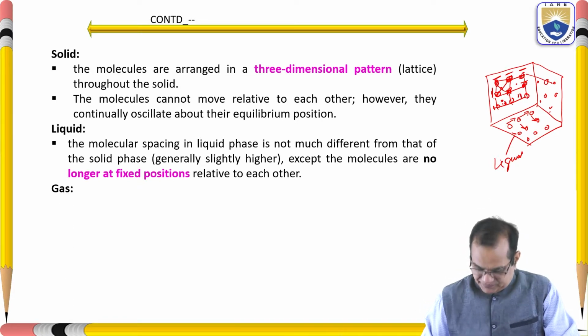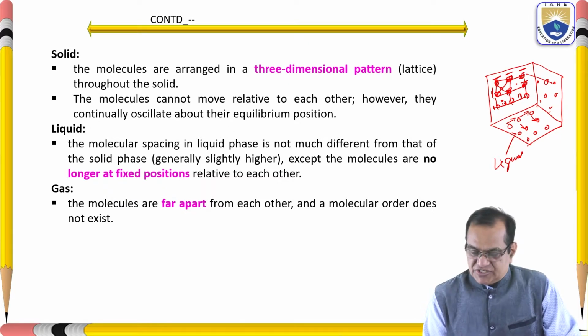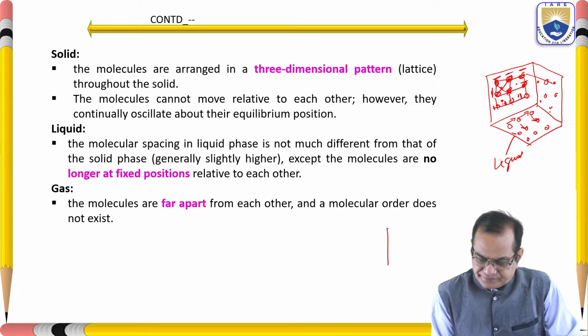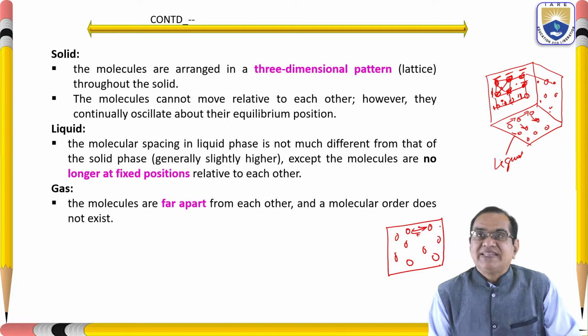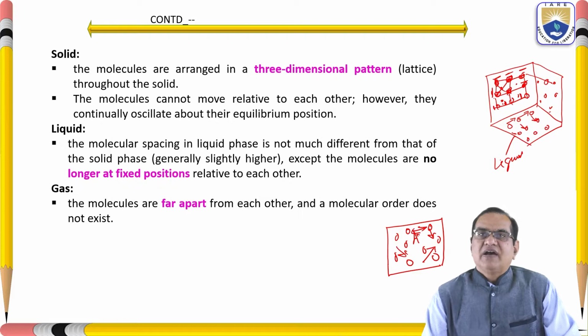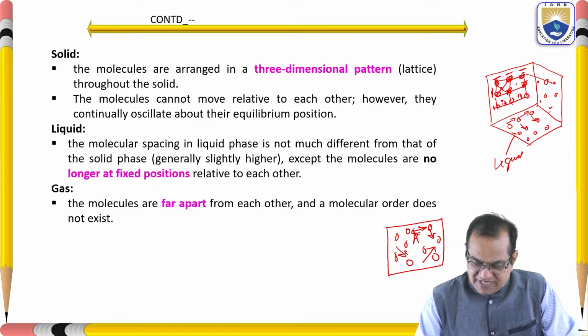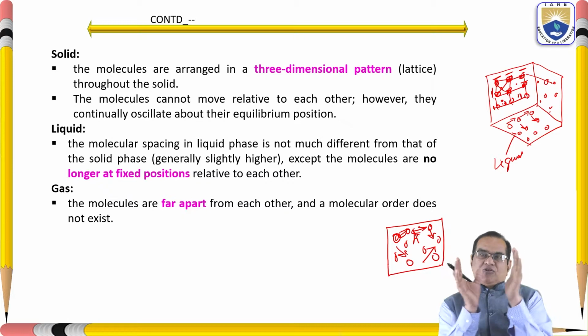And what is the gas? The molecules are far apart from each other and a molecular order does not exist. So if you see this one, gas, the distance is more and they can move in any direction, here, there, as per their conditions. And their distance between each molecule is much more than in the liquid and the solid. But in the liquid and the solid, their molecules are very near.